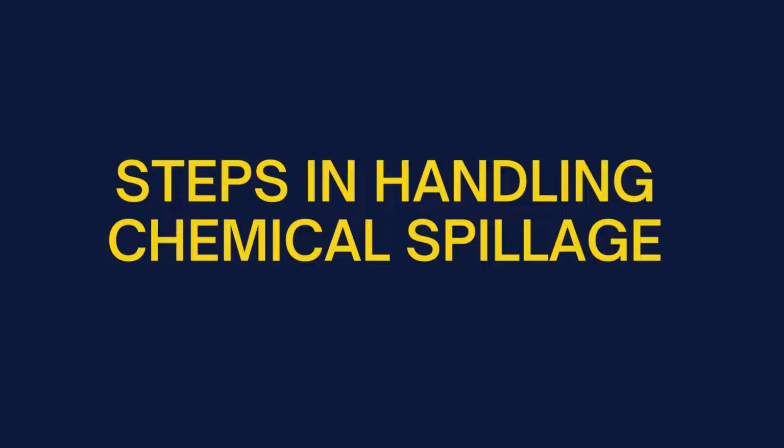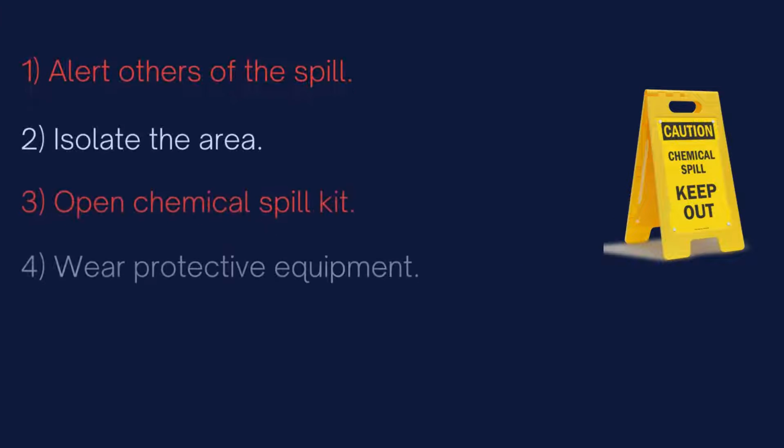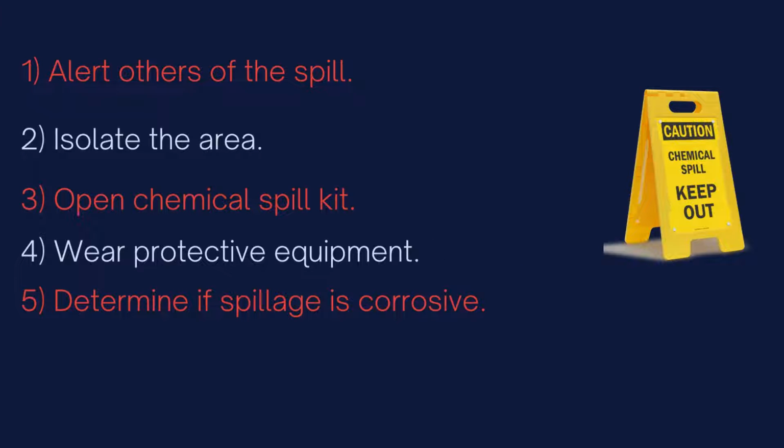So how do we go about the steps involved in handling chemical spillage? First and foremost, of course, we have to alert others there is a spill, right? We can put up a signage to let others know, and then we isolate the area. We then open the chemical spillage kit and wear the required protective equipment.